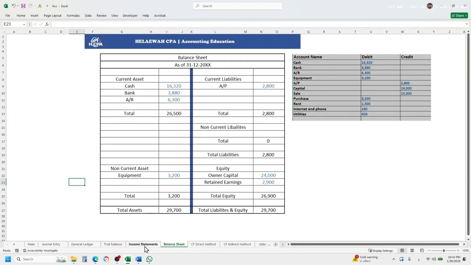Now, after we finish the income statement and the balance sheet, we're gonna move to the third statement from the financial statements, which is the statement of cash flow. So, see you soon.